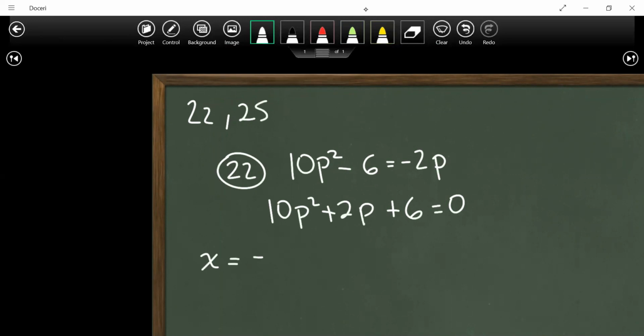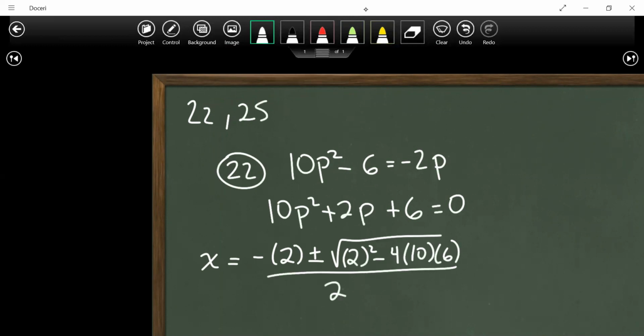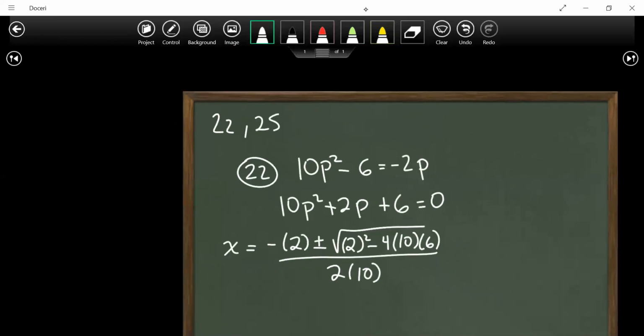X is equal to -b plus or minus the square root of b squared minus 4ac all over 2a. If you plug that in there, you're good. Use your calculator to simplify that out. Good? Okay. I believe you guys should be able to do that by now. If you need more help, let me know.